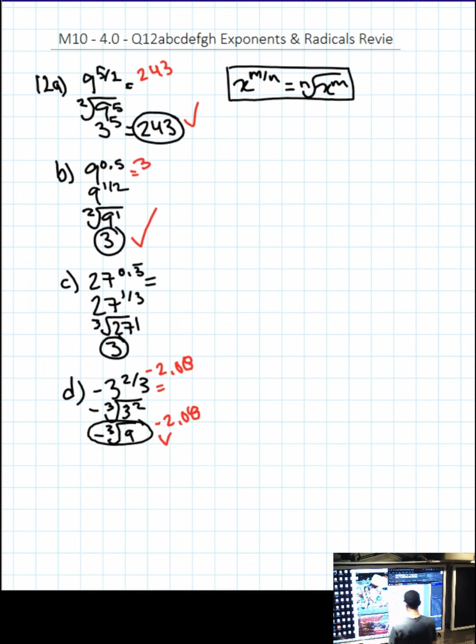Okay, it's getting a little bit low for me, so I'm going to go up top here. E. Nice 2-column system, 3 columns if you can fit it on your graph paper. So 16 to the 3 over 4. So that's going to become the 4th root of 16 cubed. And again, I don't know what 16 cubed is. I'd rather take the 4th root of 16, which is simply 2. Cubed is simply 8. And if I type that question into the calculator, 16 to the exponent 3 over 4 is simply equal to 8. Check mark.